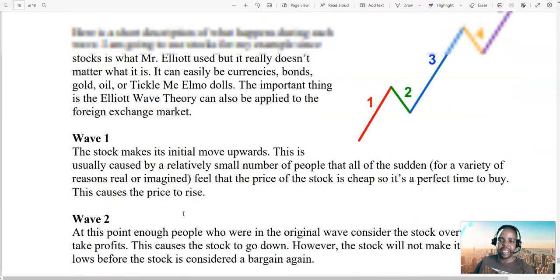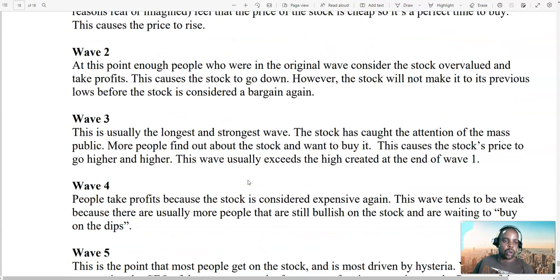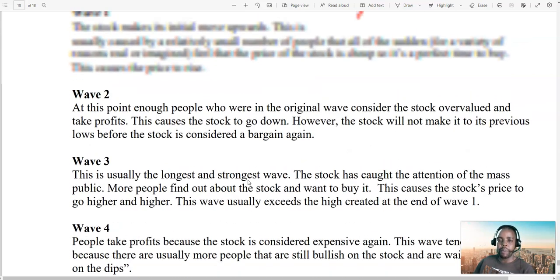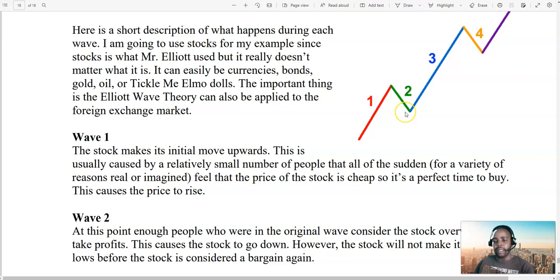Now the third wave right here, which is the longest wave. Okay, this is usually the longest and the strongest wave. The stock has caught the attention of the mass public. More people find out about the stock and want to buy it. This causes the stock's price to go higher and higher. This wave usually exceeds the high created at the end of wave one. So more people come in and say, hey, something is happening with the stock in this particular market. They get their attention. It makes the longest wave.